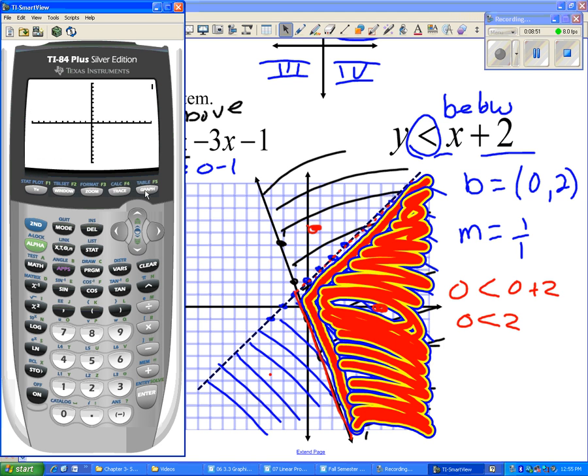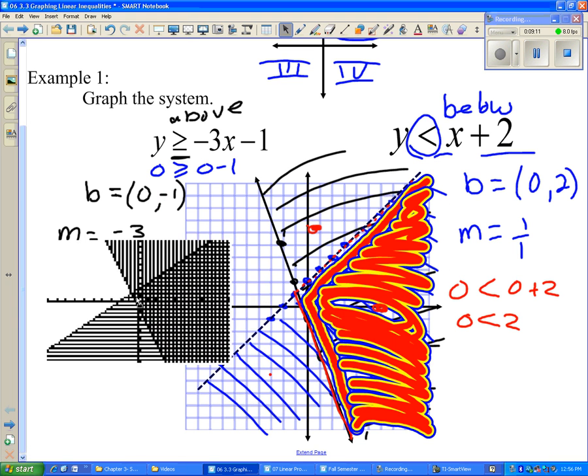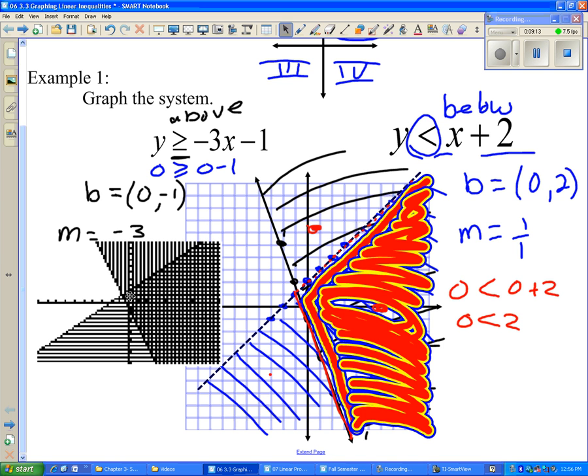But if I hit graph at this point, there's the first shading, there's the second shading, and notice I have a doubly shaded region. Okay? That's how I can see if I did this correctly. And if you look, assuming my scales were the same, it is the same shaded region.